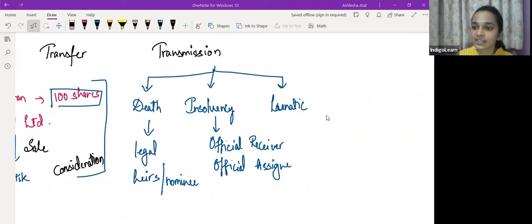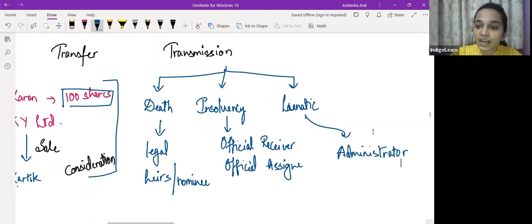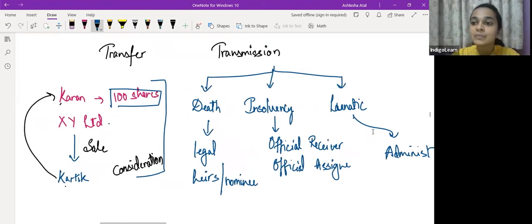And in this situation, to whom will the shares go? In this situation, shares go to an administrator. An administrator is basically a person who is taking care of that lunatic person and all the contracts made by that lunatic person. So when we talk of transfer and when we talk of transmission, these are two completely different situations. In transfer, there is an actual sale happening, and transmission happens in three situations: death, insolvency, or when a person turns a person of unsound mind, that is, becomes a lunatic.